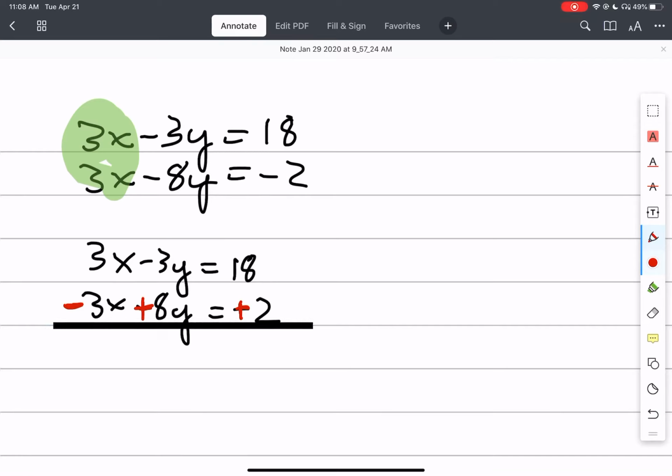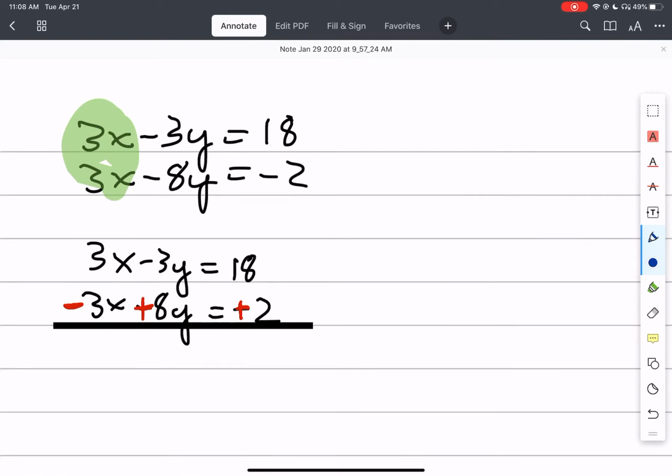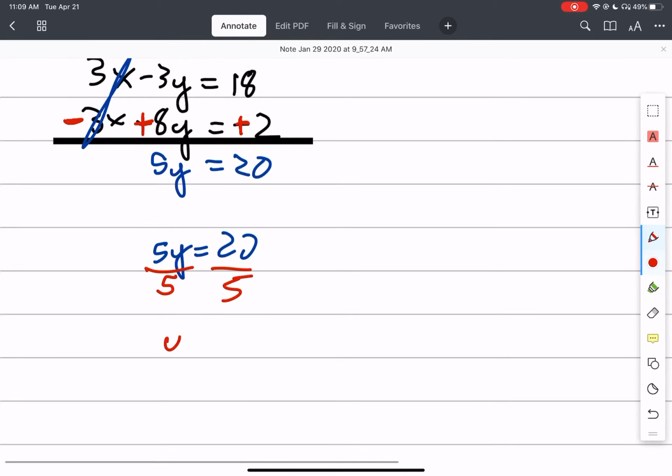Now, when I add it together, or in other words, when I subtract, the x's will eliminate. So the x's are going to eliminate, and then 8, 7, 6, 5. So 5y equals 20. And if 5y equals 20, then I can divide both sides by y's coefficient 5, then y is equal to 4.